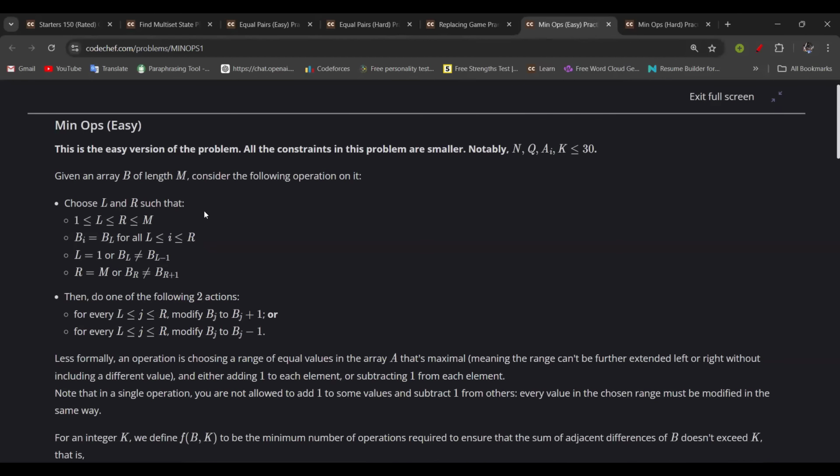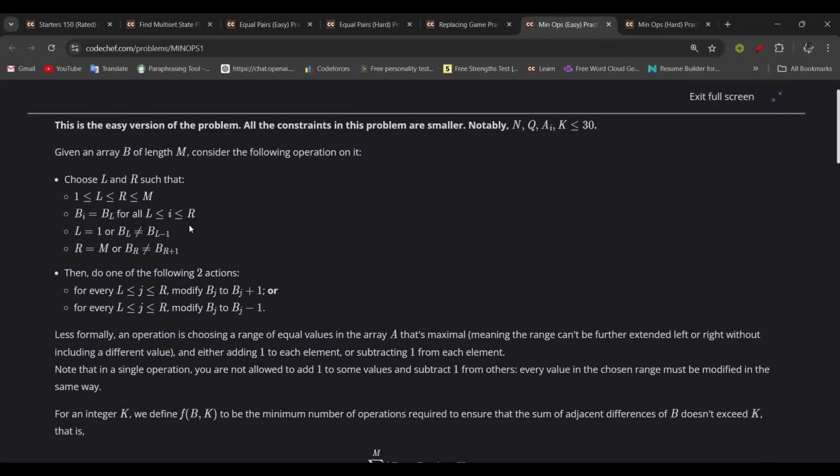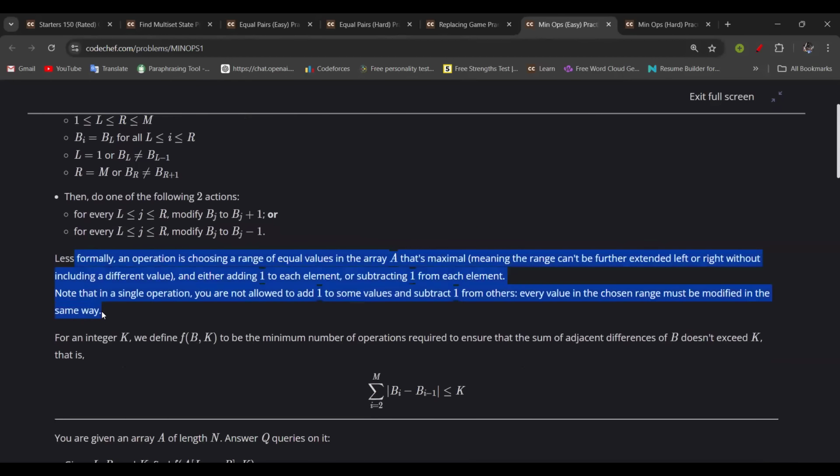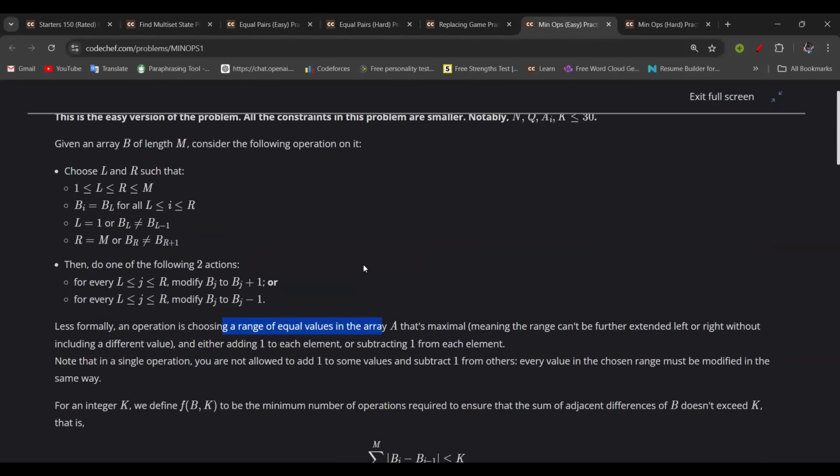So let's look at the problem. We are given an array B of length M. And in this array B, you can perform these operations. Select L and R. What this means is, in the statement it is given that for the array, you just choose a range of equal values in the array B or array A. So this L to R is a range of equal values, and it's maximal, which means you cannot extend this range further by taking the left or right ones.